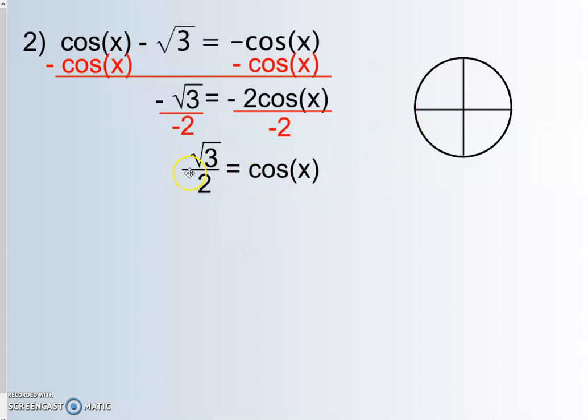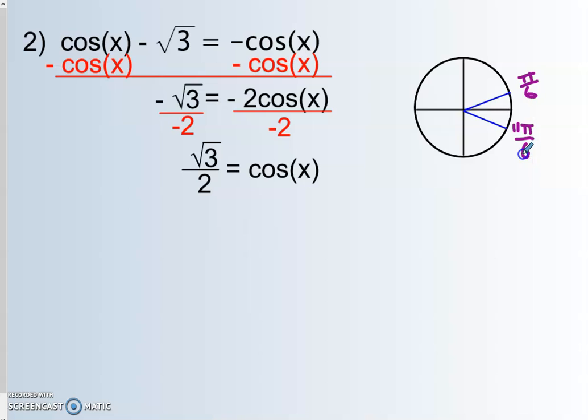I need a positive cosine, so that's quadrants 1 and 4. And I need the cosine to be radical 3 over 2. And that is the shallow angles here and here. So this first value is pi over 6. So this is pi over 6 right here. And this value down here is, gosh, what is that? That's 11 pi over 6, right?